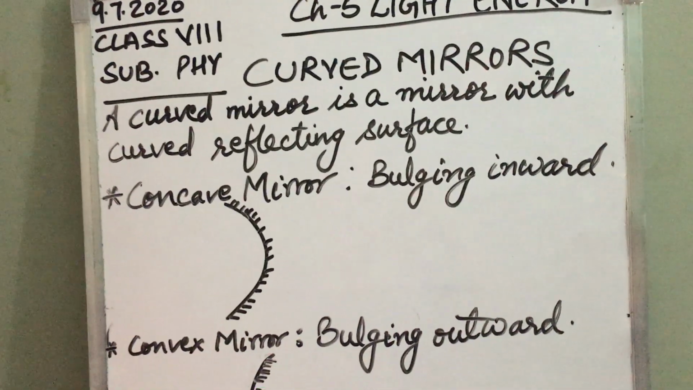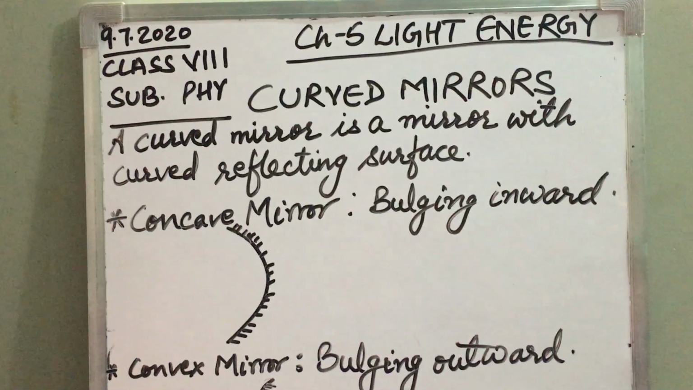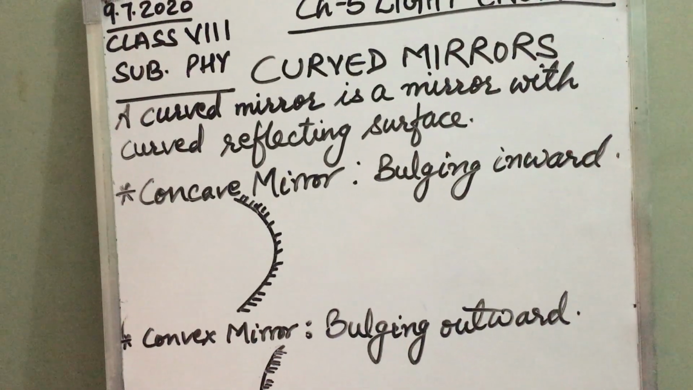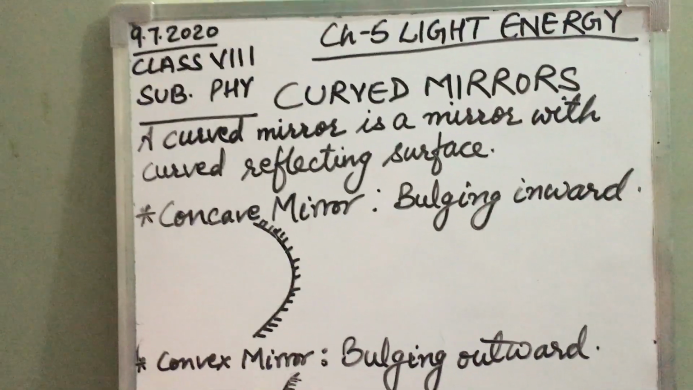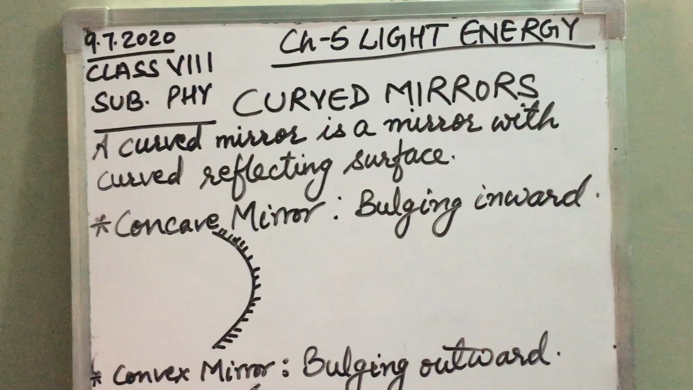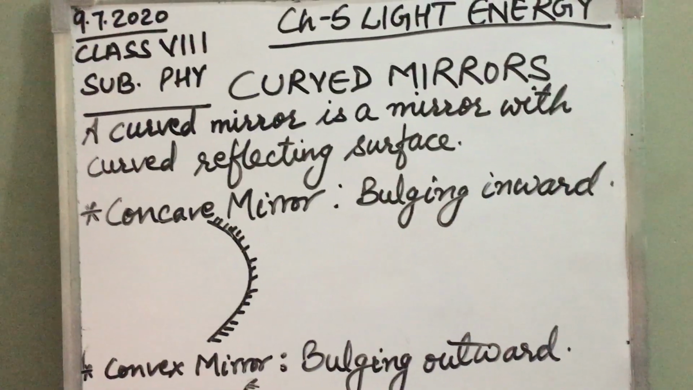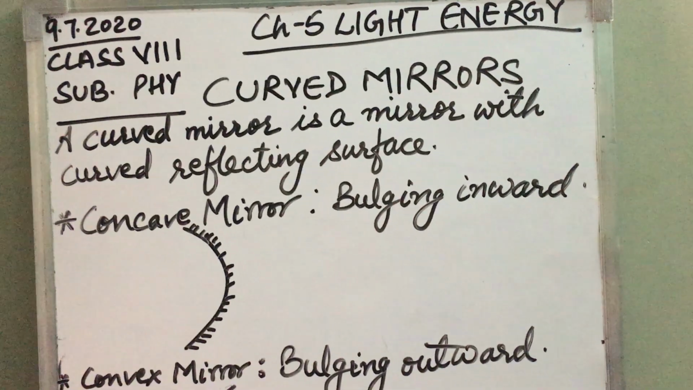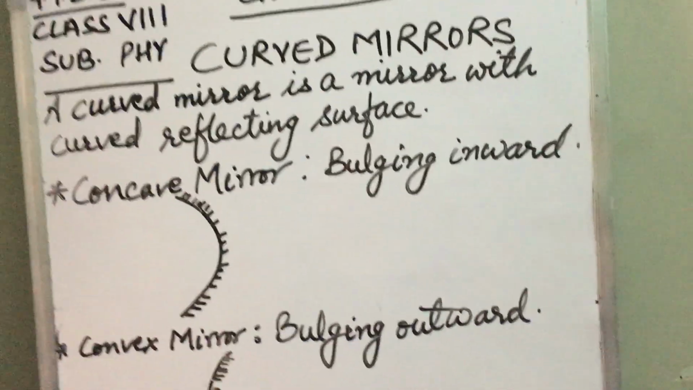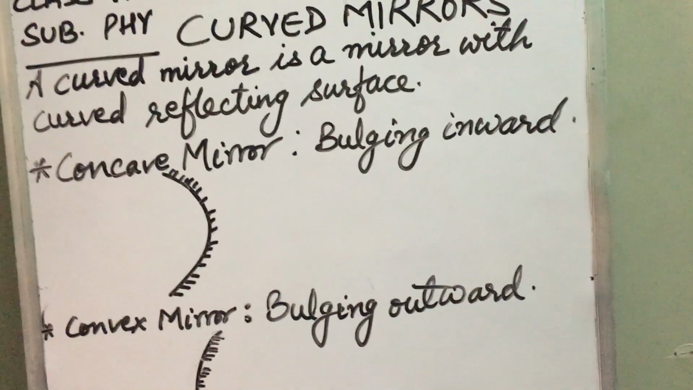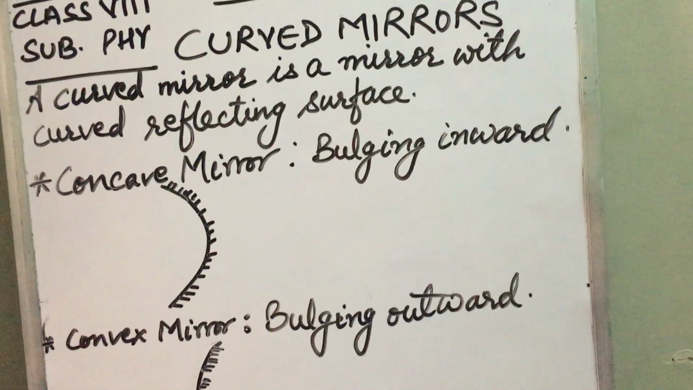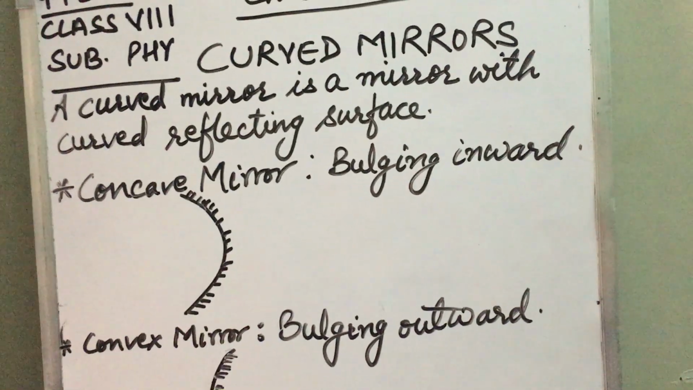What is a curved mirror? A curved mirror is a mirror with a curved reflecting surface. This is the definition of a curved mirror. Again I am repeating: a curved mirror is a mirror with a curved reflecting surface. A curved mirror is a part of a sphere which is made of glass, so it becomes reflecting in nature. That's why it is called a curved mirror.